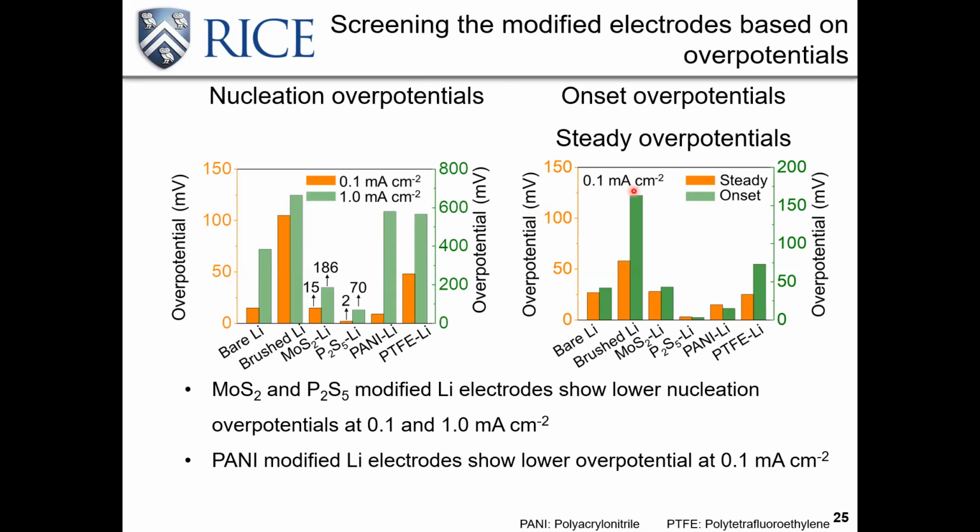Also, on the right side, we compare the onset potential and steady potential, similar to what we see from the nucleation potential. At this low current density, P2S5 and MoS2 show a lower potential compared with bare lithium. Therefore, P2S5 and MoS2 can modify the incoming lithium deposition.